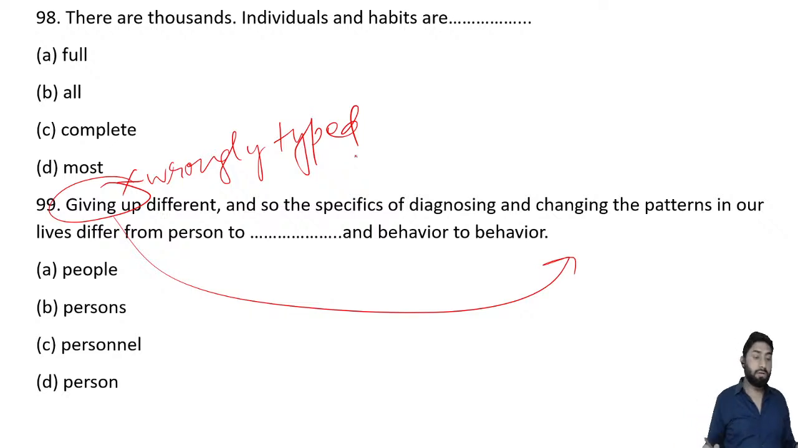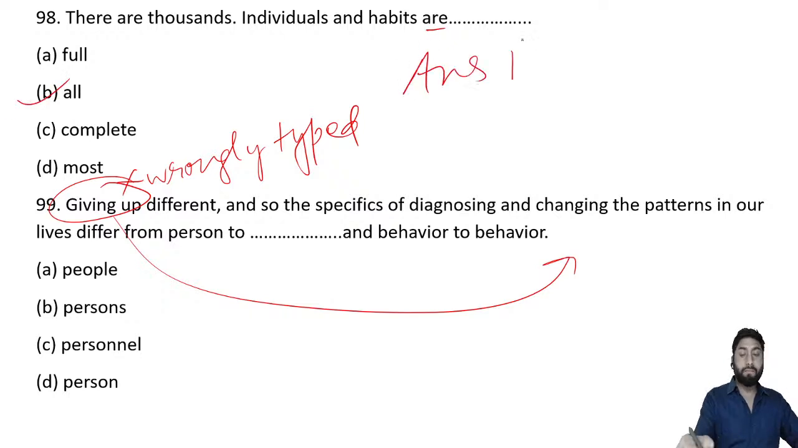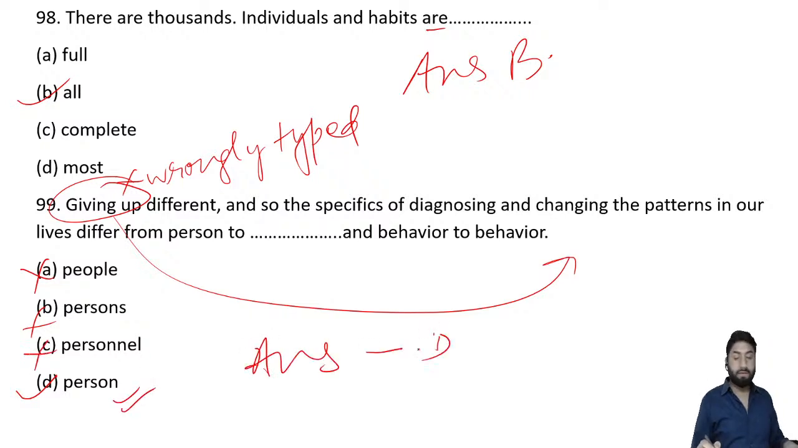Different. So all different. So that's the reason the answer here will be the best one. All different, because anyway we need an adverb after this. So the answer is B. And so the specifics of diagnosing and changing the patterns in our lives differ from person to person, not persons. Person to people नहीं हो सकता, person to persons नहीं हो सकता, person to personal नहीं हो सकता. You know, person to person. So here again the answer is D, right?